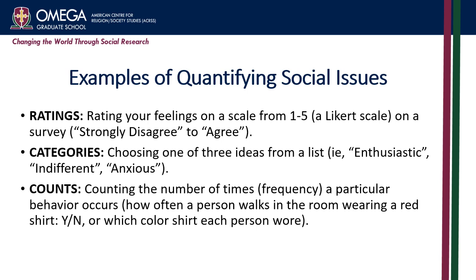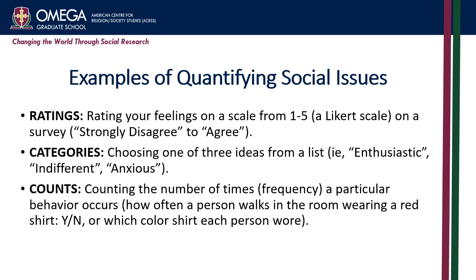Examples of quantifying social issues. So we might want to look at ratings, and this is most common in surveys. So something like rate your feelings on a scale from 1 to 5. This is, by the way, often called a Likert scale. And that may range from strongly disagree to agree to strongly agree. We might use categories, so maybe choosing one of 3 ideas from a list: I'm enthusiastic, I'm indifferent, I'm anxious. There might not be a scale, but we ask them to choose a category.